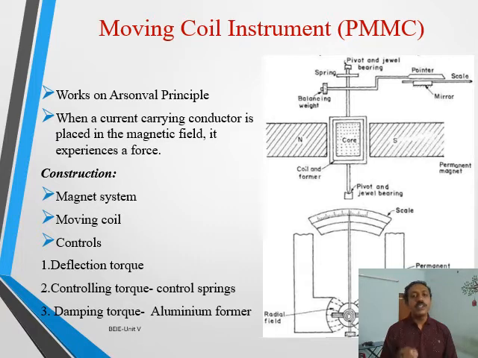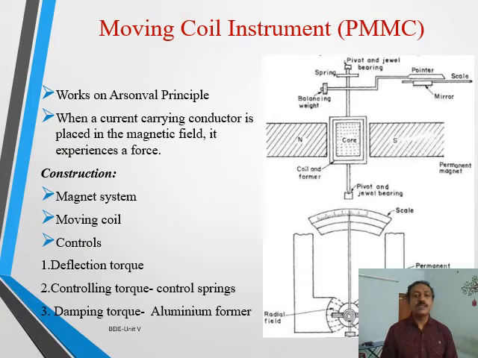Now, in each and every indicating instrument, there are three types of torques. First one is the deflecting torque. That is the torque required to move the pointer from the zero towards the measured value. Second one is the controlling torque. This torque is required for any measuring instrument to stop the pointer at the correct particular reading, or otherwise the pointer will continue to move. So at the proper position we have to stop the pointer. So we need a controlling torque. It is provided by means of the controlling springs.